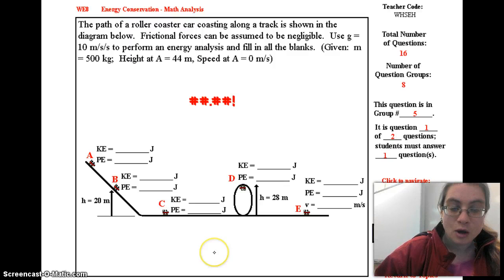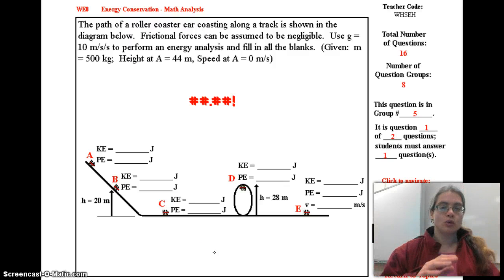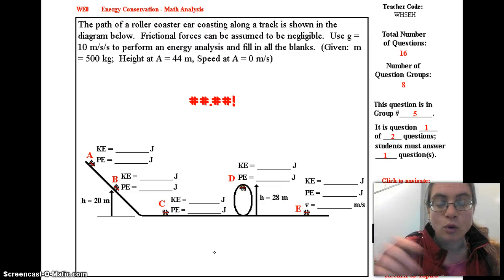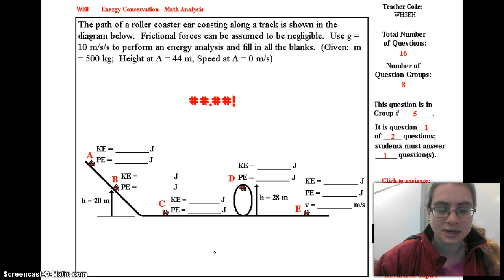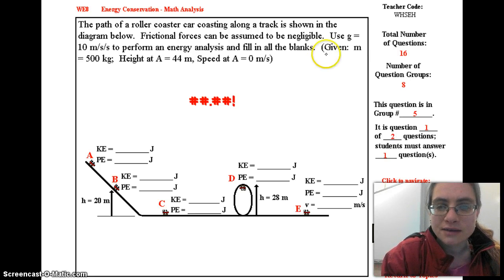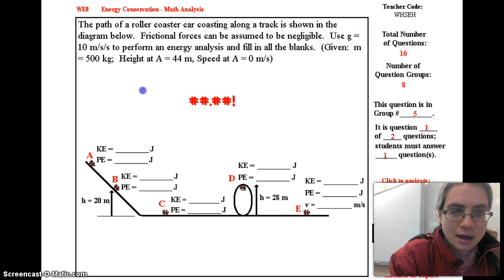Next, a roller coaster problem with a little bit more math. Here's the deal. You can totally do this. The path of a roller coaster car across the track is shown in the diagram below. Frictional forces can be assumed to be negligible. Use g equals 10 meters per second squared to perform an energy analysis and fill in all the blanks. Here's the given. The given is the mass, the height, and the speed.